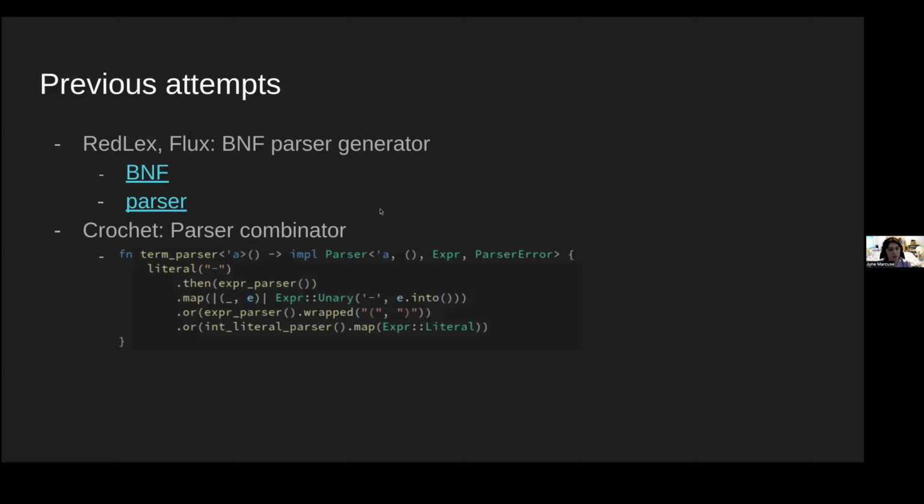The other approach that I tried was parser combinators, which is similar to recursive descent. You basically have simple functions.